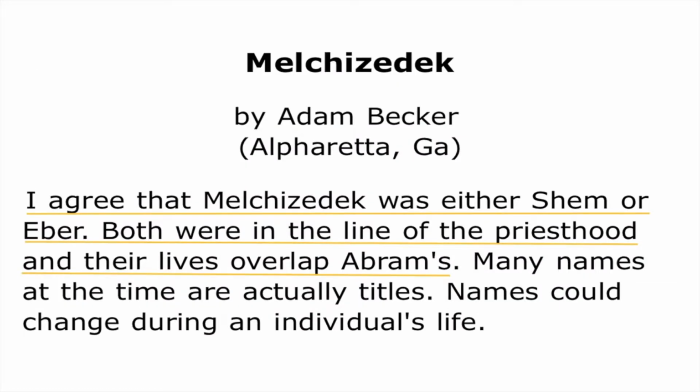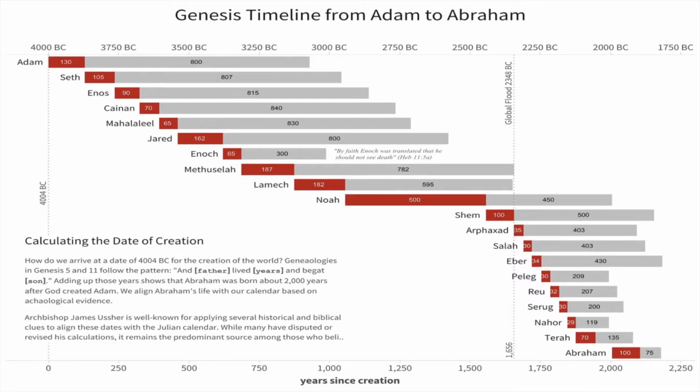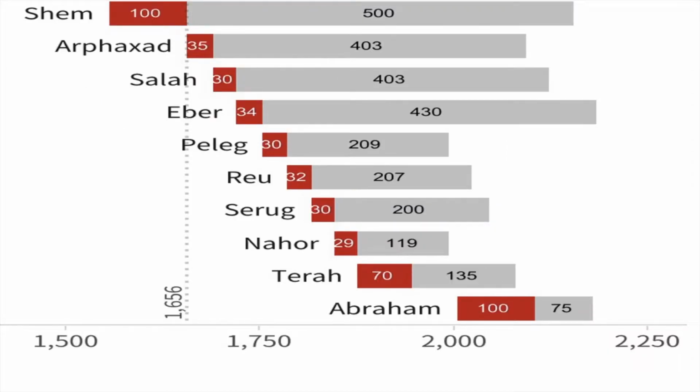I agree that Melchizedek was either Shem or Eber. Both were in line of the priesthood, and their lives overlap Abraham's. And when he says that, he's saying that when it comes to the genealogies mentioned in Genesis, if you take this to be literal, Shem and Eber both would have lived around the time when Abraham was born. But not only that, Eber actually would have outlived Abraham as well, to a slight degree.